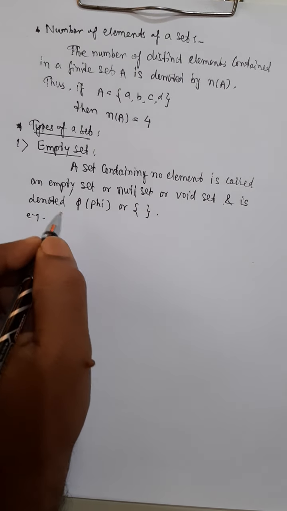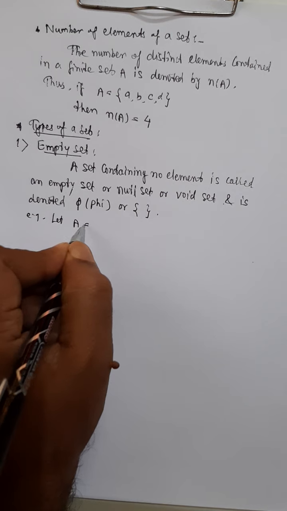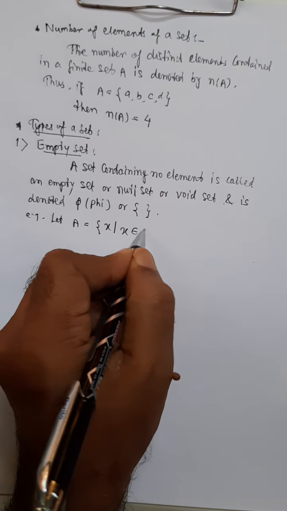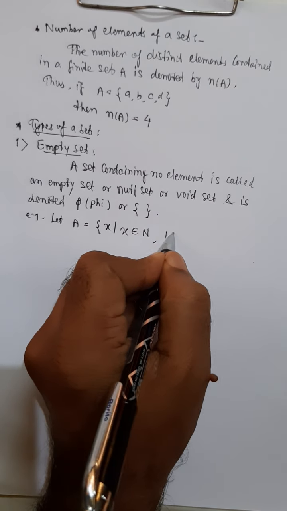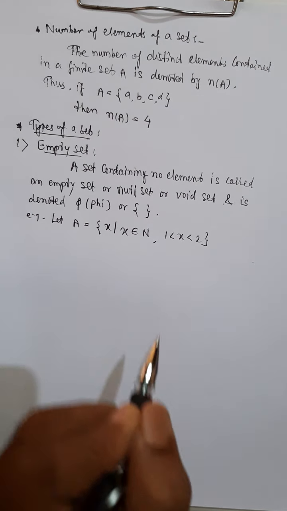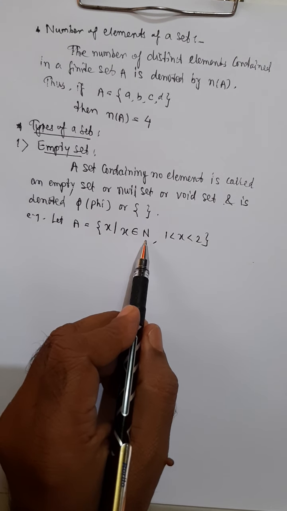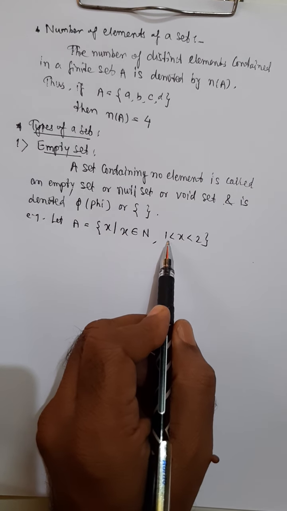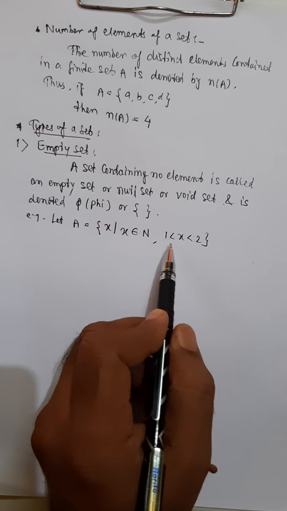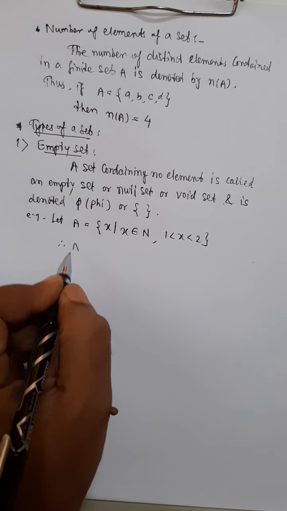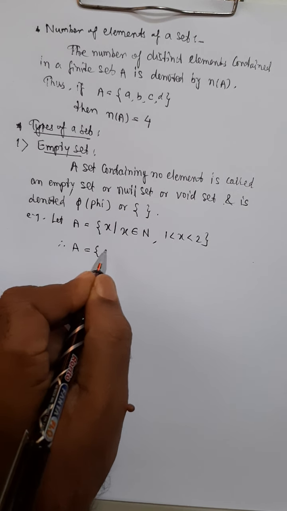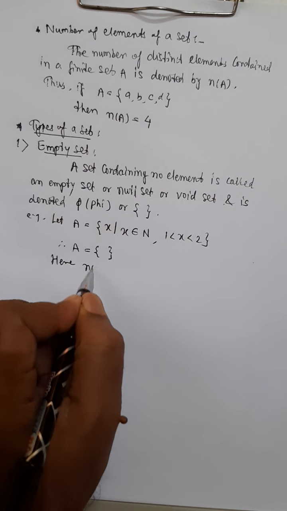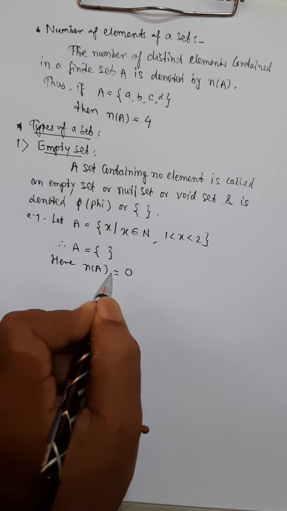For example, let set A be the set of all x such that x belongs to capital N and 1 less than x less than 2. You know that N is the set of all natural numbers, x must be a natural number, so we have to find natural numbers that lie between 1 and 2. There is no natural number between 1 and 2, and therefore we get set A as the empty set, there is no element, right? So here what is n of A? n of A is equal to 0, there is no element.